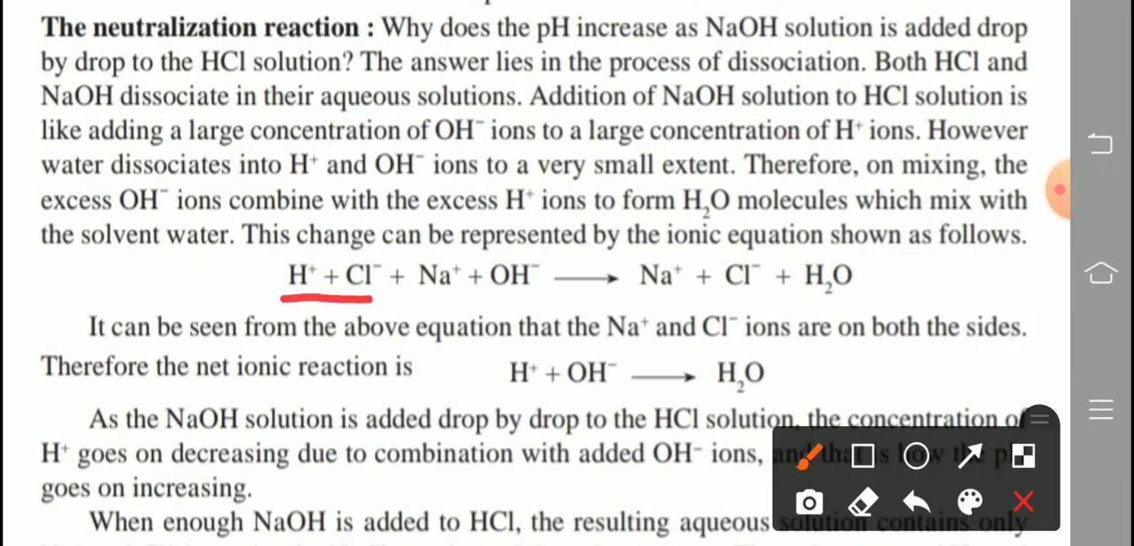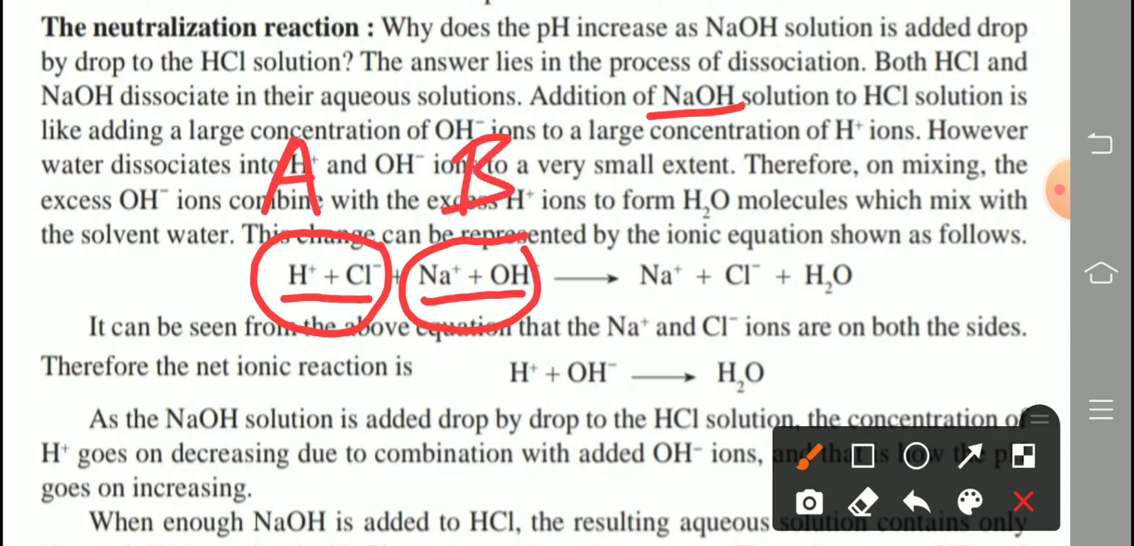H plus Cl minus, Na plus OH minus. These ions are formed from the hydrochloric acid. These two ions are formed from the NaOH, means sodium hydroxide. It is an acid, it is a base. Then what happened? This positive negative ion exchange.